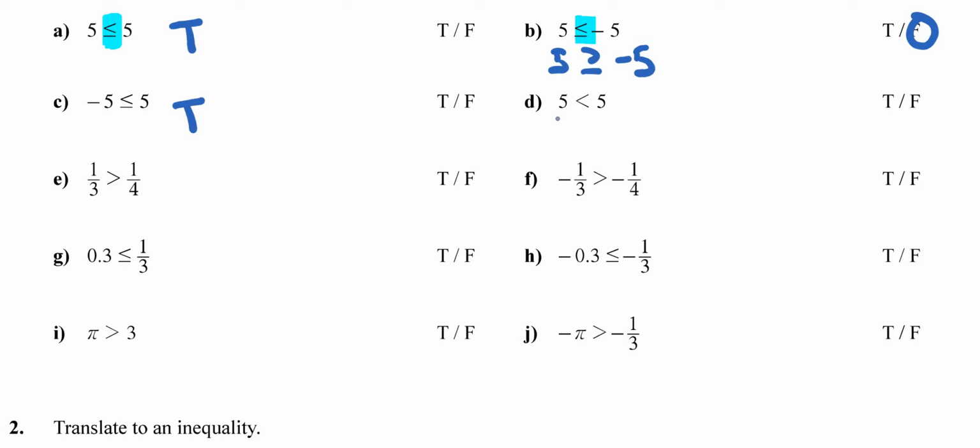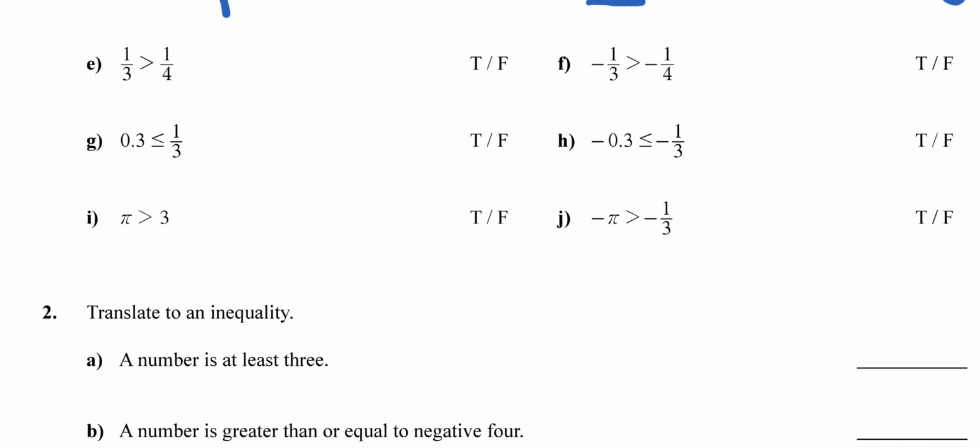For letter D, is 5 less than 5? Well, 5 is not less than 5 because 5 actually equals 5. So this statement has to be false. If it was 5 is less than or equal to 5, then that would be correct, but it's definitely not less than by itself. Okay, moving on to letter E, is 1 over 3 greater than 1 over 4?